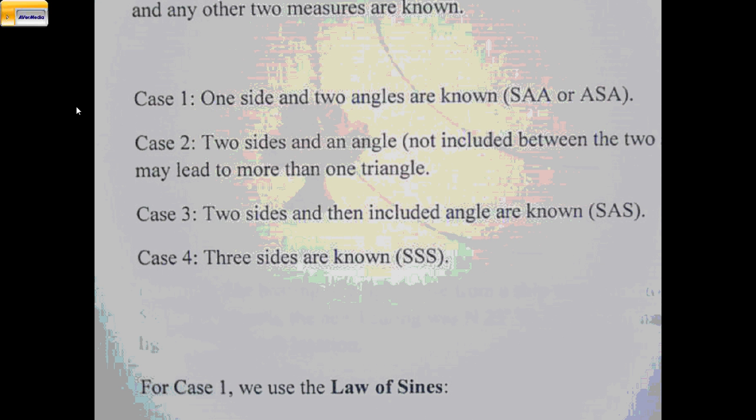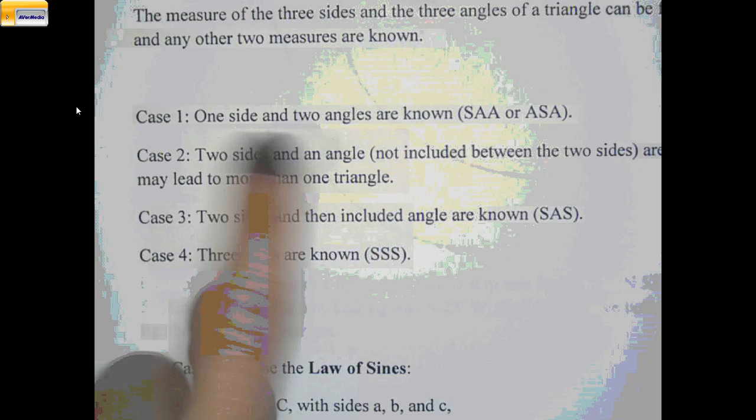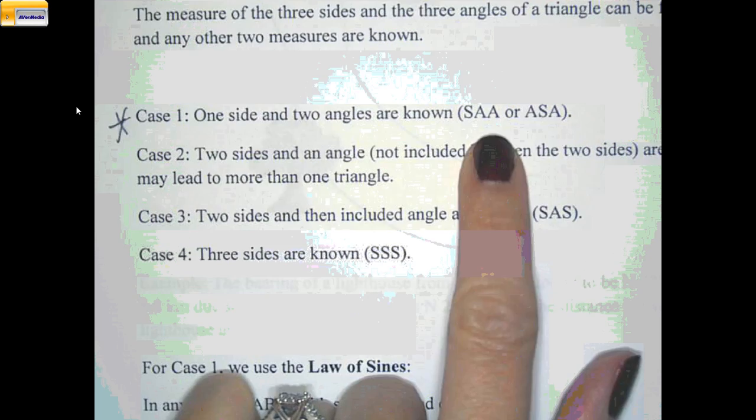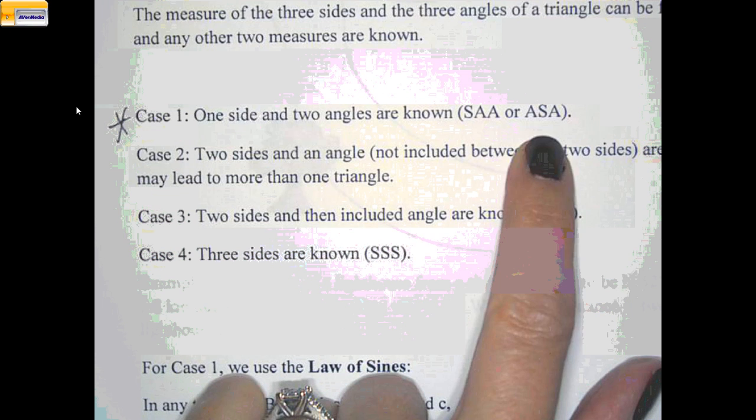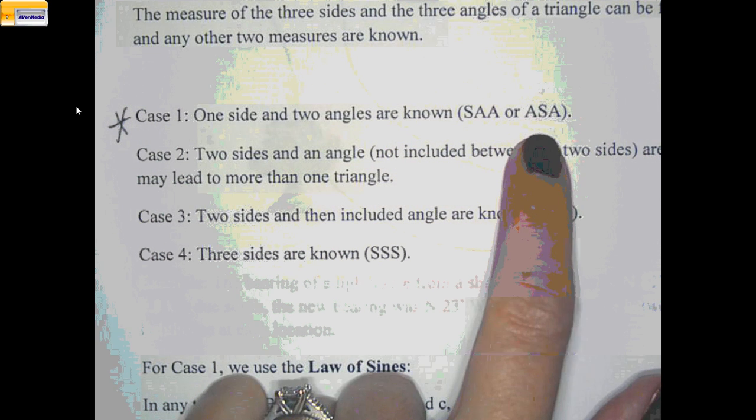We've got 4 cases for solving a triangle. You don't need to write these down. You can just look at it. The first case is where you're given a side and 2 angles, and this is where we're going to put our focus today. And that's SAA or ASA. You probably remember those little acronyms from geometry. You've probably seen those before.